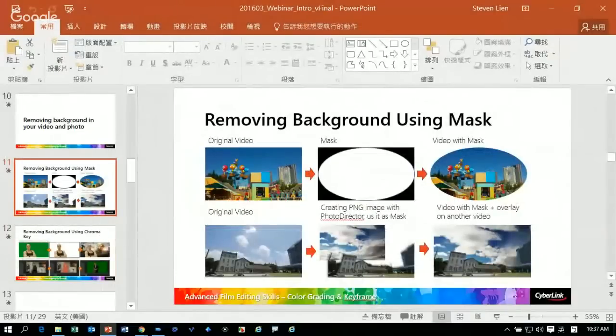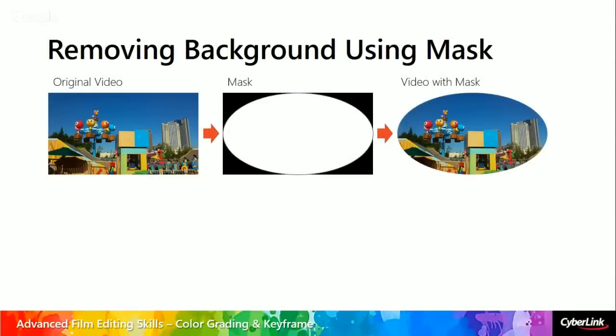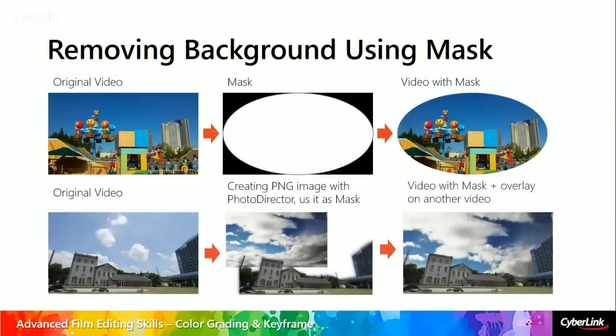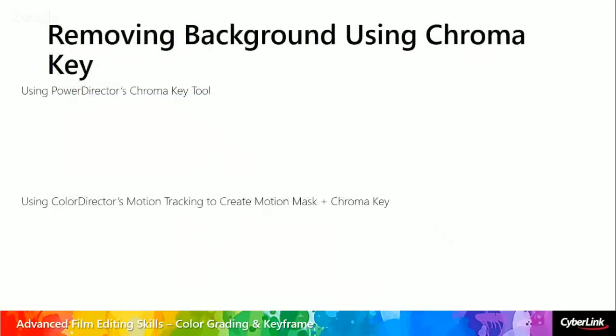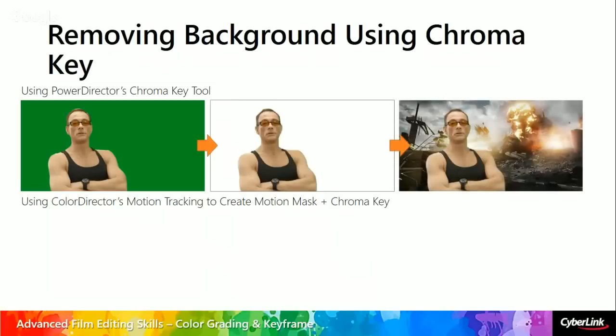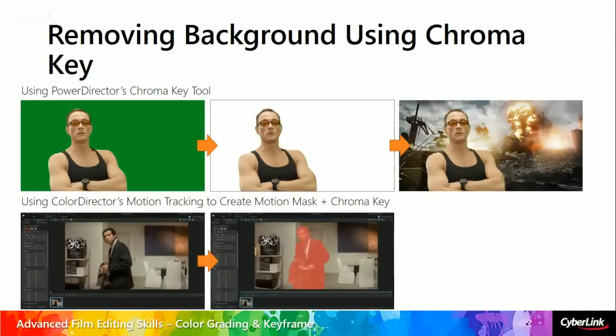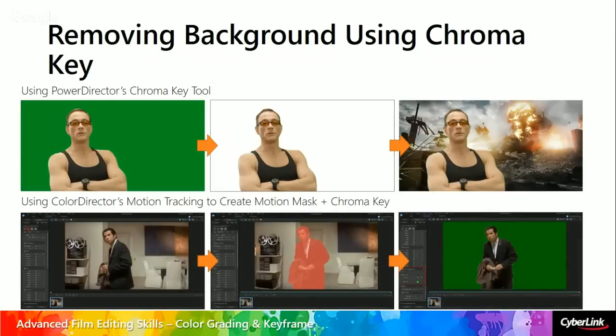So, a quick recap again. To remove the background of your video, first you can use a mask, either a built-in mask or a mask created from a PNG image, to crop a specific area in your video. Also, if the video was shot in front of a green screen, you can use the Chroma Key tool to remove the background. And if it's not, and if the shape is trackable, you can use Color Director's motion tracking to select the main object and change the background to green.